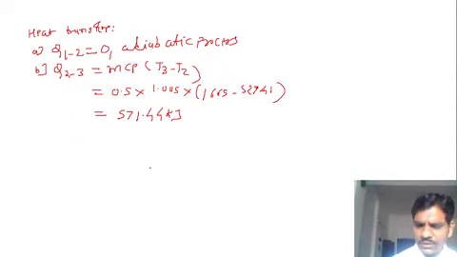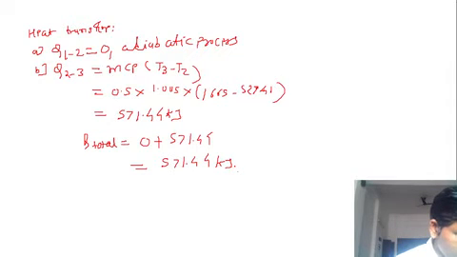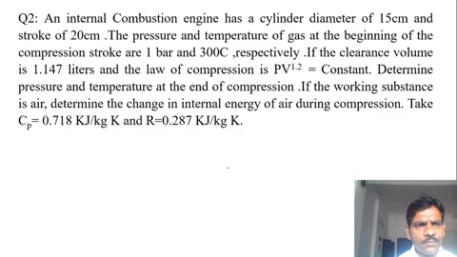So Q total, guys, how much is Q total? Addition of both. So 0 plus this 57.44. So total heat transfer is 57.44 kilojoules. Yes or no? Yes. So this is a very, very easy problem. Now we have to discuss problem number 2, guys.